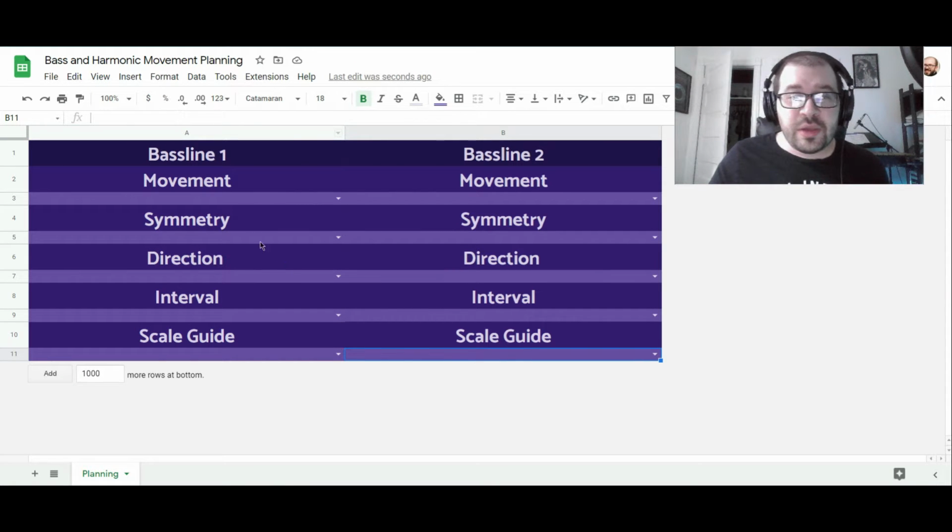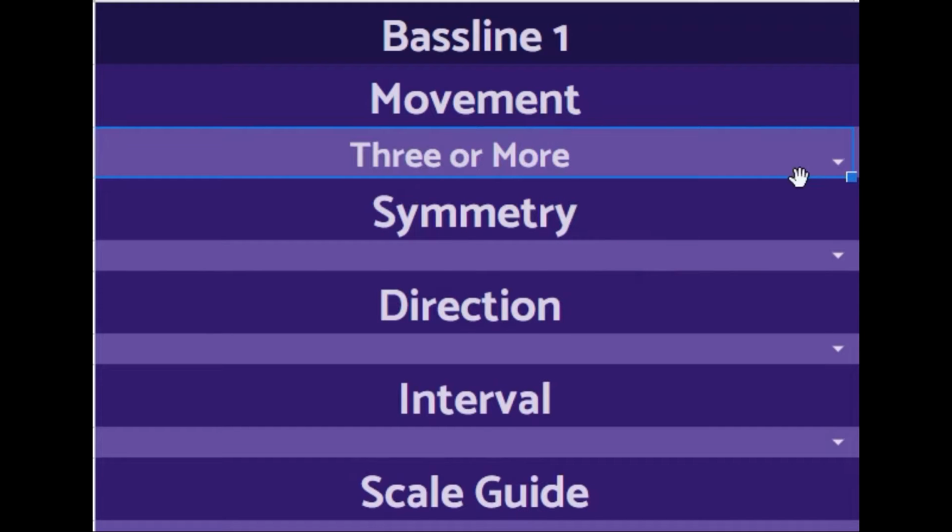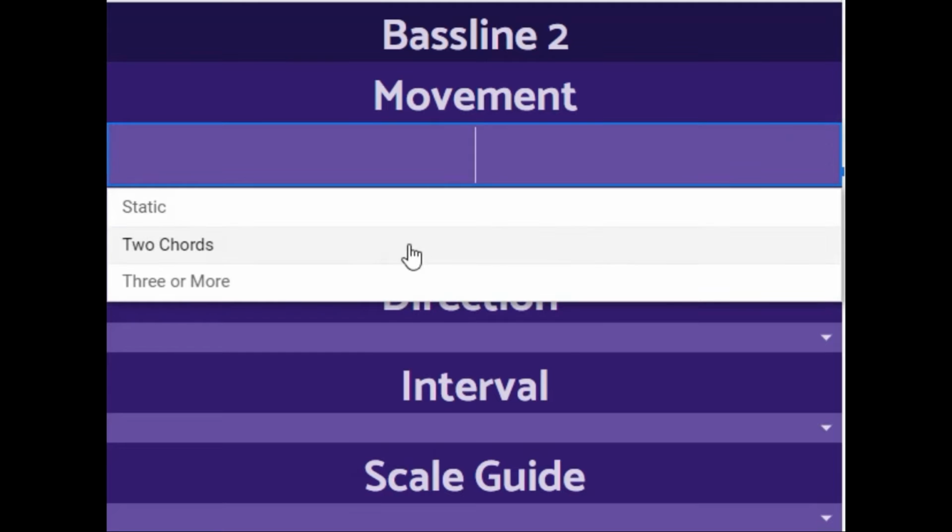So I'm gonna start with bass line 1. Your options for movement are static, 2 chords, and 3 or more. A static bass line just stays on the same note. That's a pretty easy choice to take, and you're certainly welcome to, because it's a very musical choice for certain situations. For this first one, I think I'm gonna do a 3 or more note bass line. And for the second one, I think I'm gonna do a 2 chord.